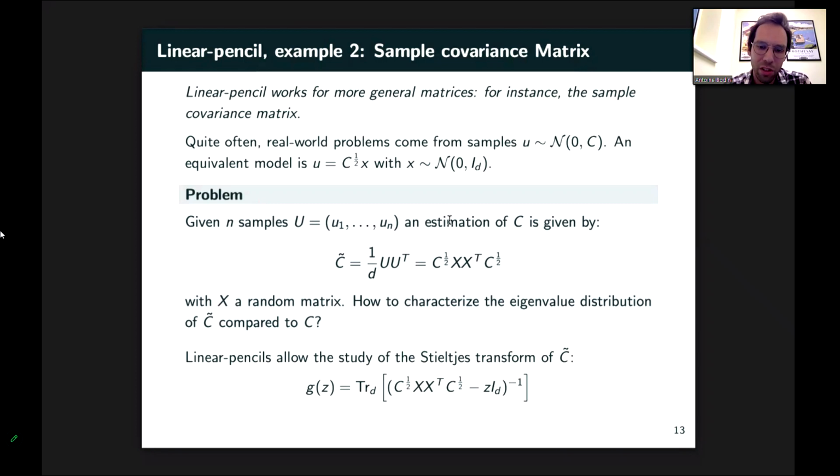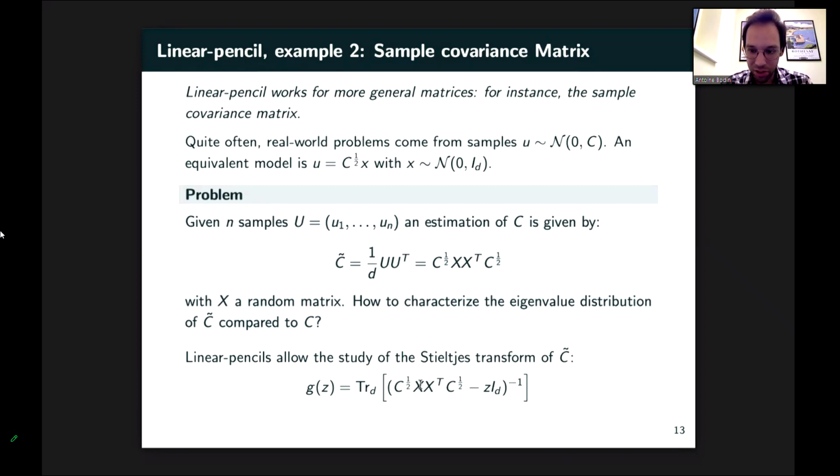So what I mean is that usually if you want to estimate some covariance matrix from different samples U, say that you have n samples, usually what you would do is to calculate U transpose, you put some scalings, and essentially if you take this sort of model that I defined, this is similar to calculating C^(1/2) X transpose C^(1/2), where X is a random matrix of size n times d, so pretty much like before, but this time the game is to calculate what's going to be the eigenvalue distribution of tilde C compared to the real one C that you are truly interested in.